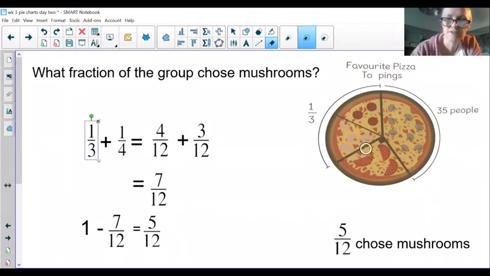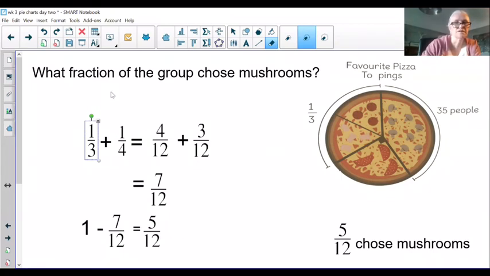is 1/4. How do I know that? Have a think. How do I know that that's 1/4? Well, I can see here that angle there is a right angle. So that makes that 1/4. Okay, so that is 1/4 and that's 1/3. So if I add those two together, whatever's missing from the whole will be what fraction the 35 people are. So I've got 1/3, add 1/4.